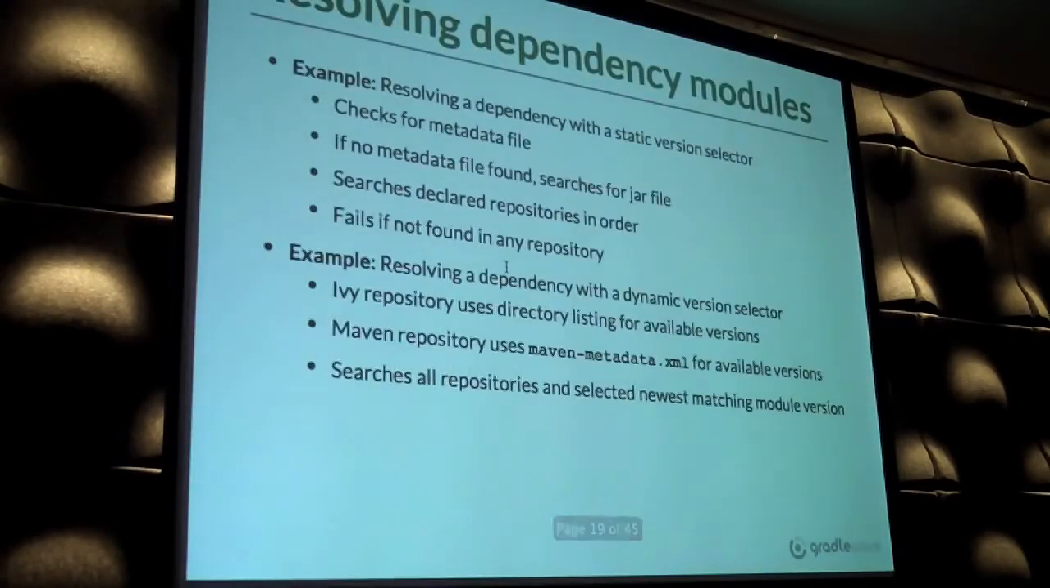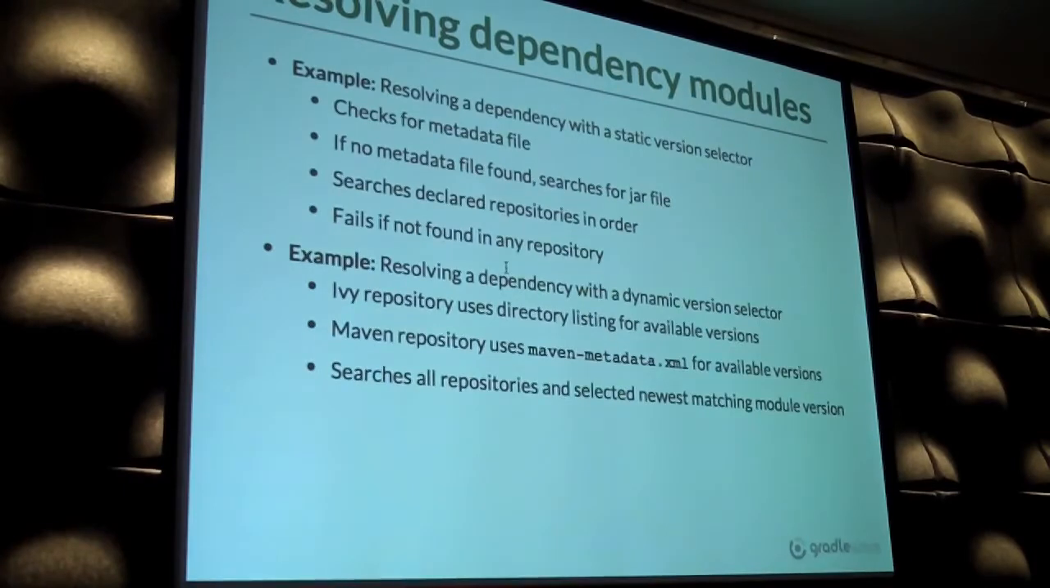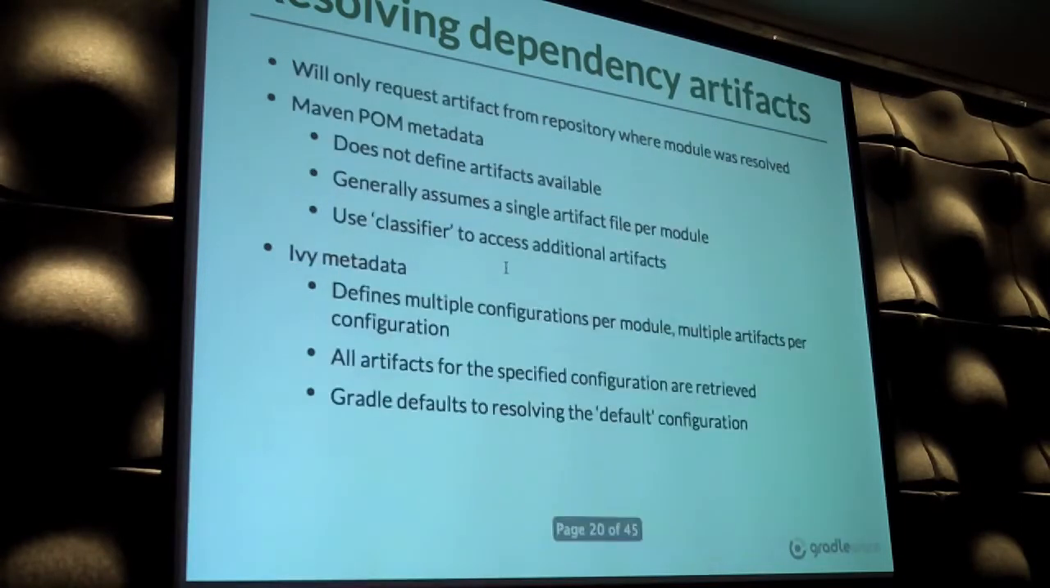So yeah, just going over that. Always checks for metadata file. If there's no metadata file, searches for a jar file. Always searches the repositories in the order that they're defined. So if you switch the order around, it's honoured. Fails if it's not found anywhere. For dynamic versions, you use a directory listing in an Ivy repository, uses Maven metadata in a Maven repository, and it searches every repository and finds the newest one. So pretty straightforward stuff.